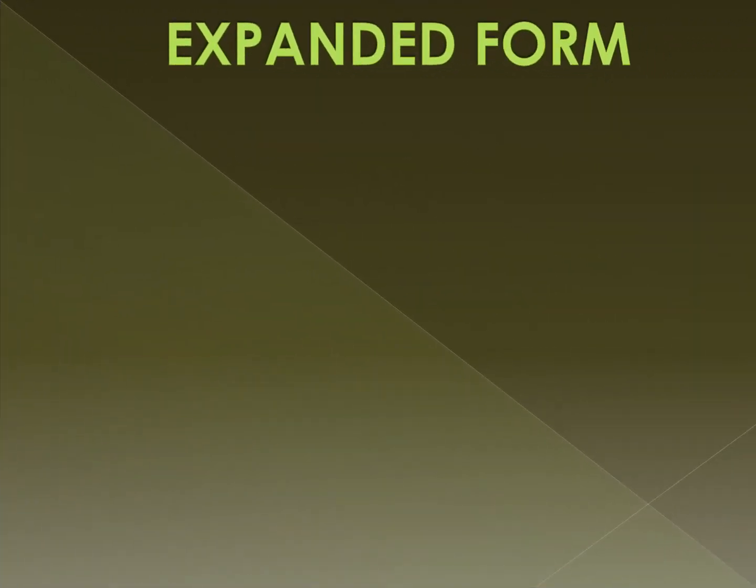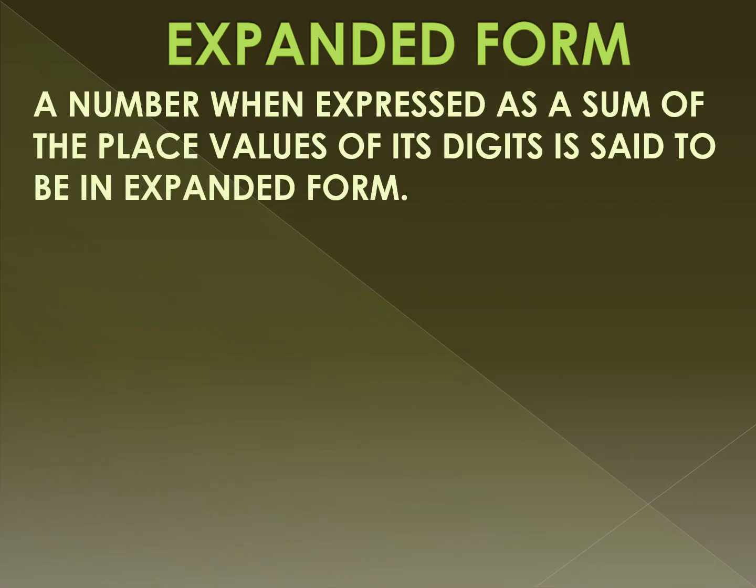Now let's look at how we can express a number in expanded form. Now, when we take a number and express it as the sum of the place values of its digits, we say that it is an expanded form. Now, this definition might seem complicated, but it's really not so complicated. It's pretty simple. So let's look at an example to understand this better.